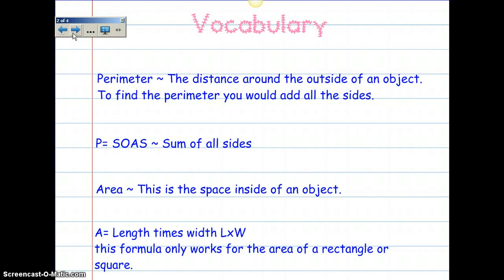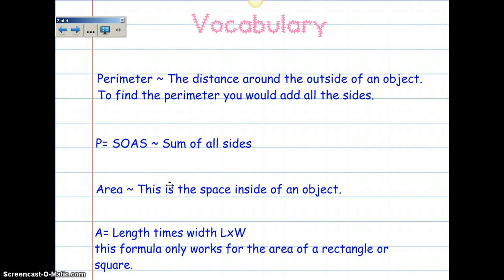Let's talk about perimeter. Perimeter is the distance around the outside of an object. To find the perimeter, you will add all the sides. Something to help with perimeter is: perimeter equals sum of all sides. In our last video, you learned that sum means addition, so that means add all the sides.